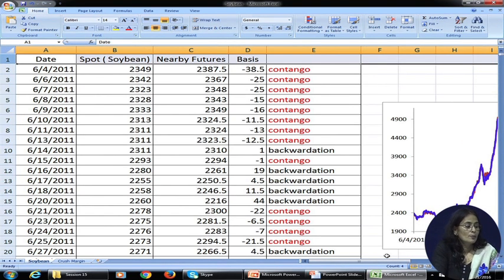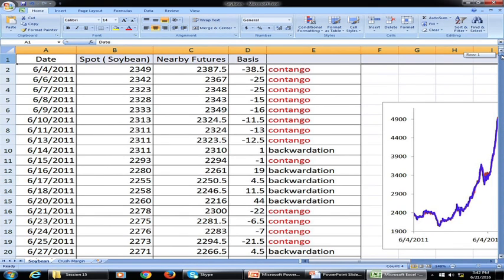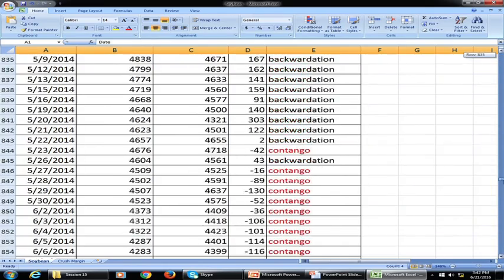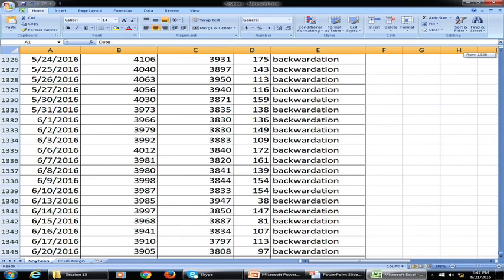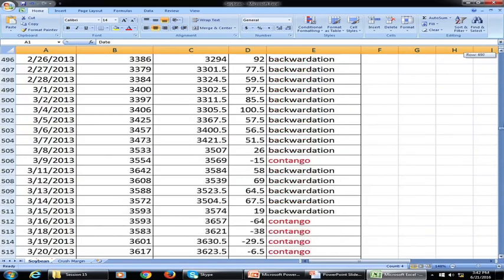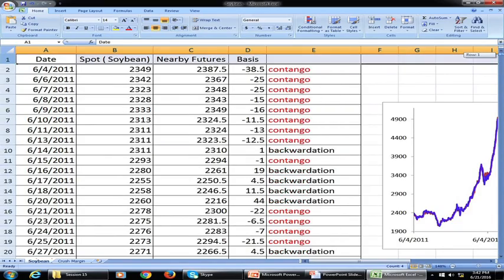Yes, so this is the price of soybean spot price and the nearby future price. This data is from 4th June 2011, and it has gone up to 28th June 2016. So now let's discuss a little bit on the contango and backwardation aspect.